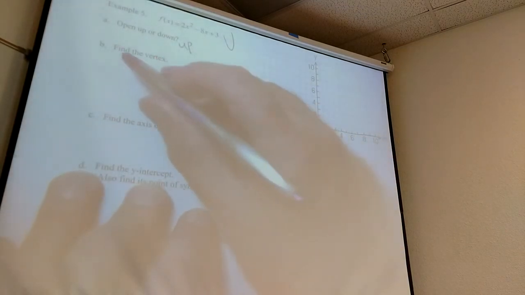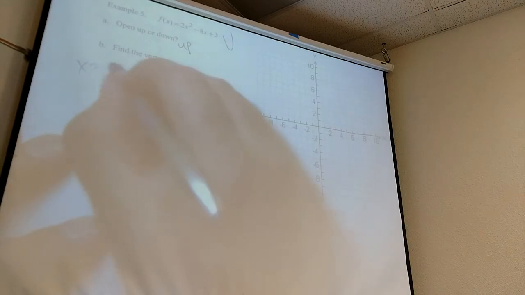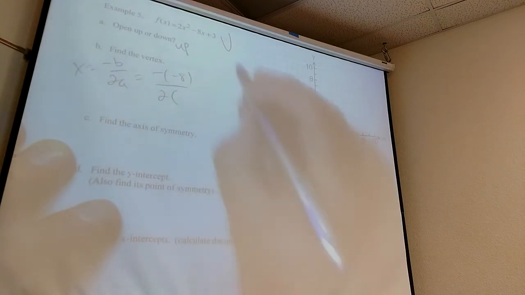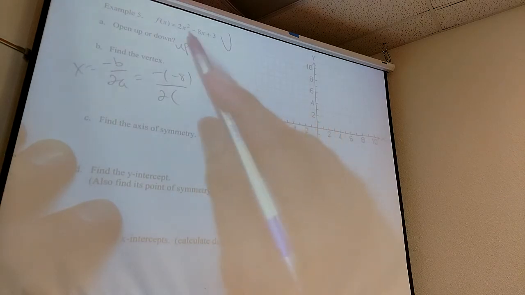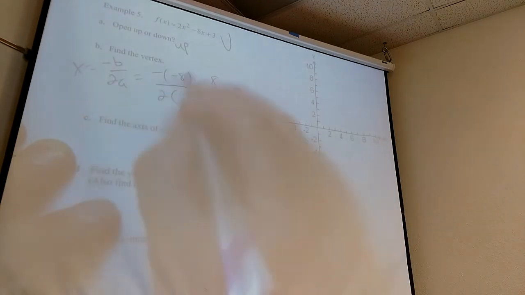What's the quickest way to do it? If it just says find the vertex, I hope to God you would use the shortcut method. Negative b over 2a. Don't complete the square unless it says to. So x equals negative b over 2a. What's b in this case? Negative 8. So negative of negative 8 divided by twice a, which is 2. So I get 8 over 4. I get 2 for x.